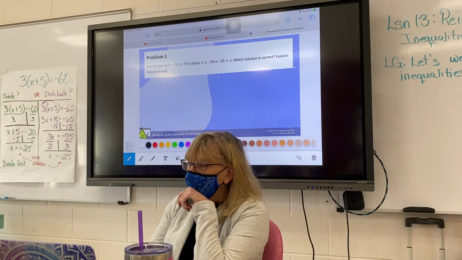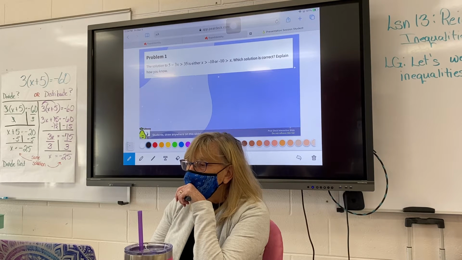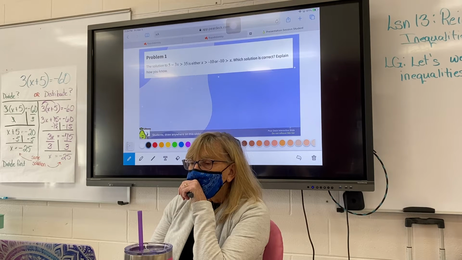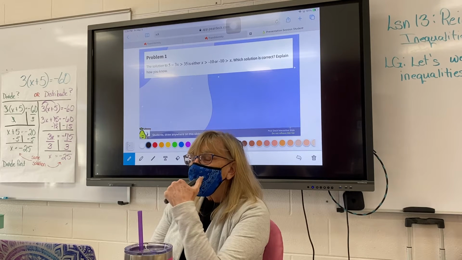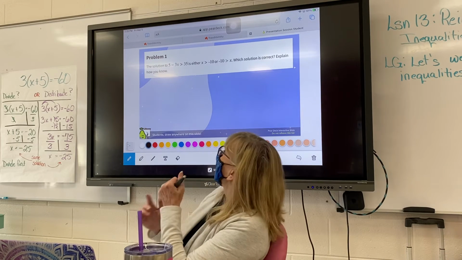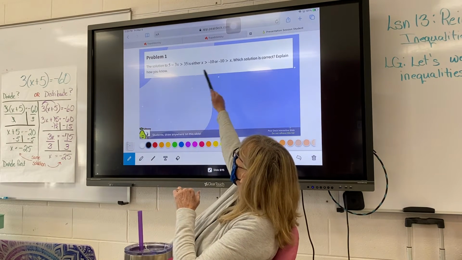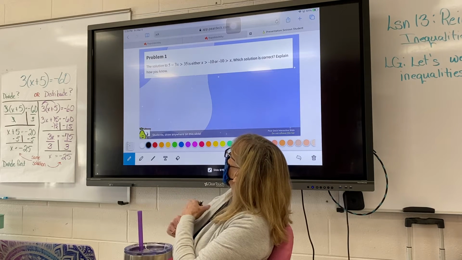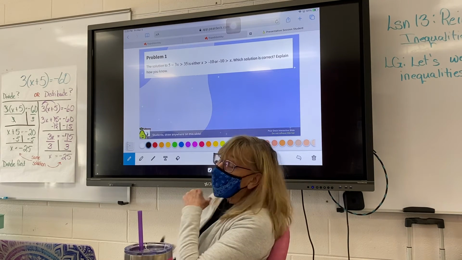Let me see what y'all come up with. You don't have to solve it if you don't want to. You should be able to reason your way through it. I'm telling you the solution is one of those two: x is greater than negative 10 or negative 10 is greater than x.